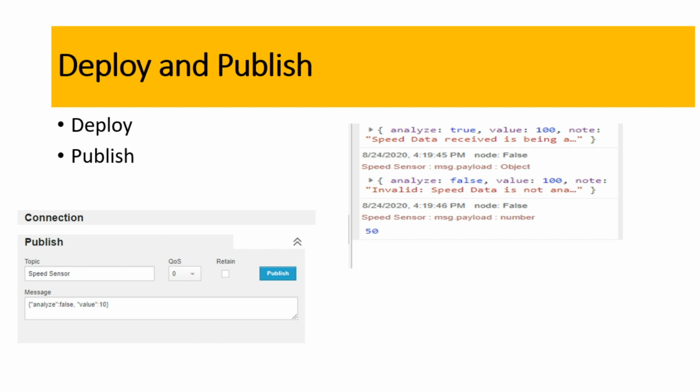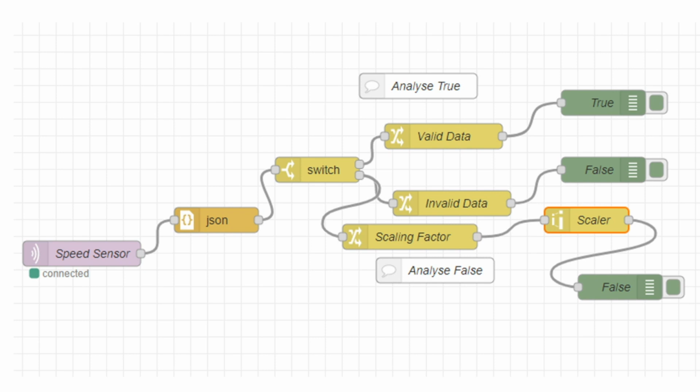Now deploy it and then publish it. Once you deploy and publish, now I'm giving the value as false. When the analyzed value is false and the value is 10, I'm going to scale the value to 50. So 50 was the value which has been given as a range in my range node. So this is how we could deploy and publish the values associated with this range node. I'm just going to repeat.